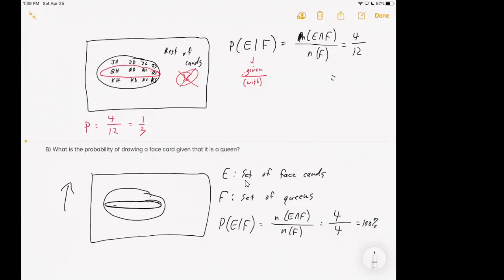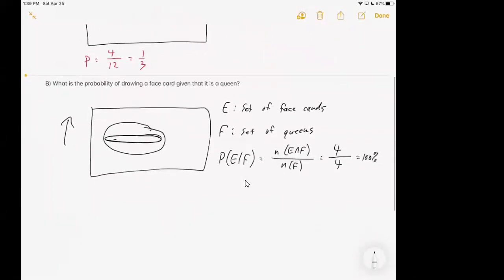Right? The last example was like 33. We would usually call that 33.3%. It's 33.3 repeating, but we usually would just call that 33% or 33.3%, or just 1 in 3 as the probability. So this is a case where it's a 100% probability. If you know you have a queen, you know you have a face card. Let's look at one final example.